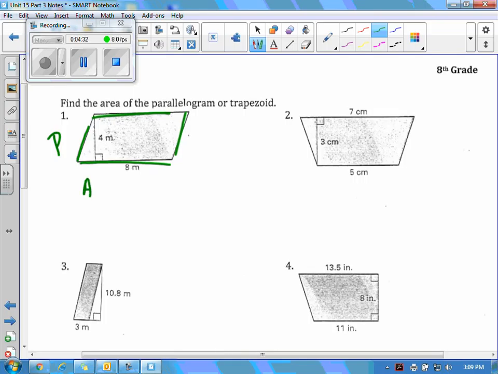So our formula will be area equals base times height, very straightforward. That's 8 times 4. That gives us an area of 32. Our unit is meters, and it needs to be squared because we're doing area.